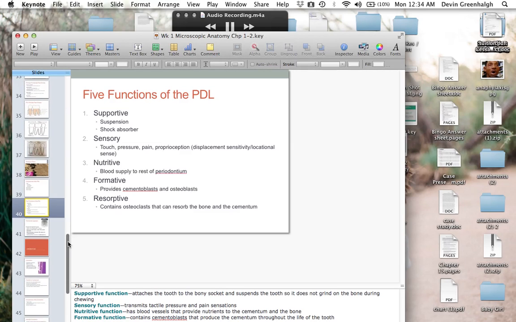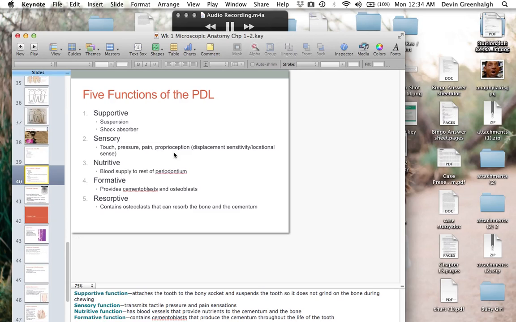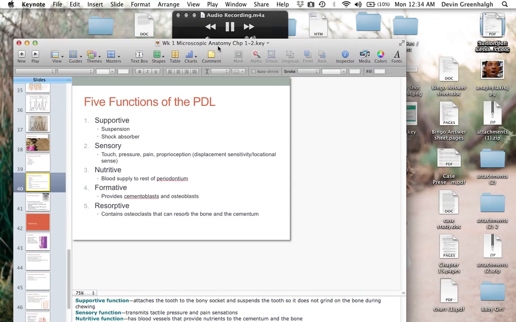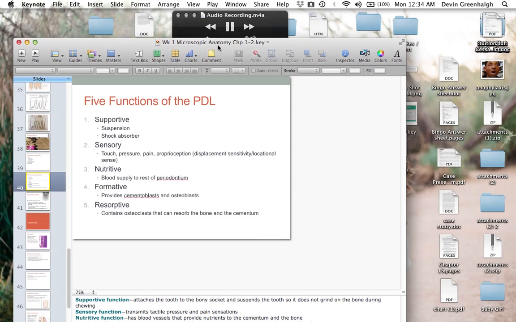So again, reviewing, what does the PDL do? It's supportive. It gives suspension and shock absorbing. It's sensory. We have our pain, pressure, proprioception from it. It's nutritive. It has a blood supply and it gives it to the rest of the periosteum. It's formative, which means it forms cementoblasts and osteoblasts, which create cementum and bone. And it resorbs things, such as osteoclasts that resorb bone and cementum.